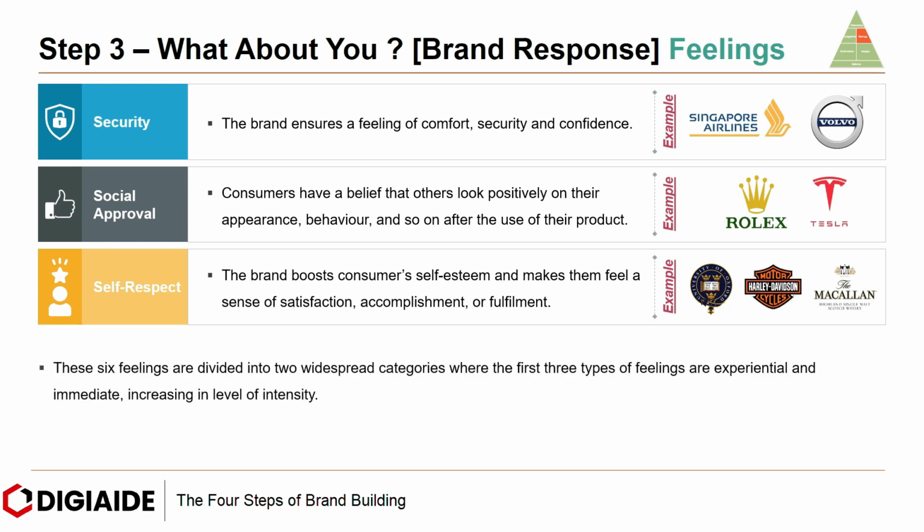These 6 feelings are divided into 2 widespread categories, where the first 3 types of feelings are experiential and immediate, increasing in level of intensity. The latter 3 types are private and long-lasting.